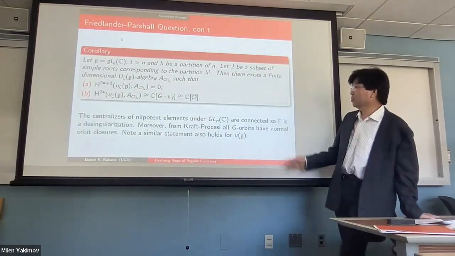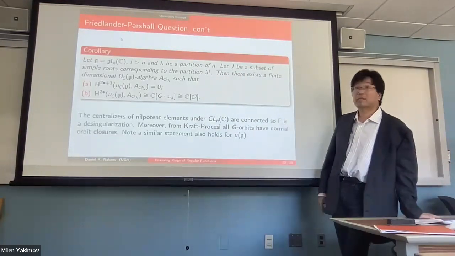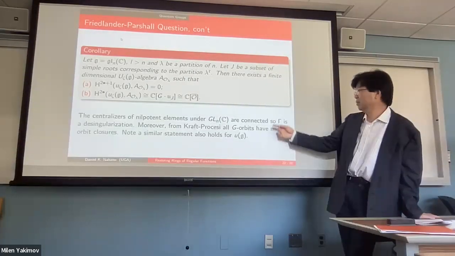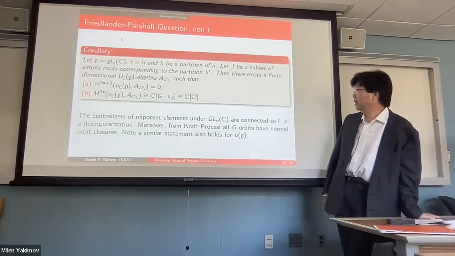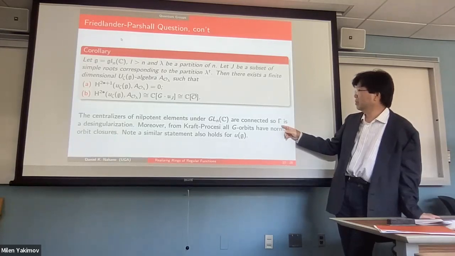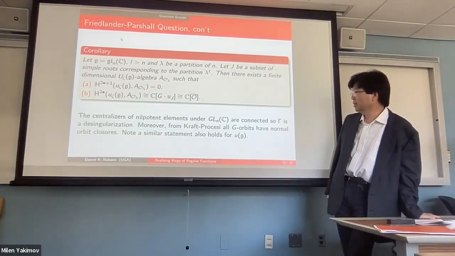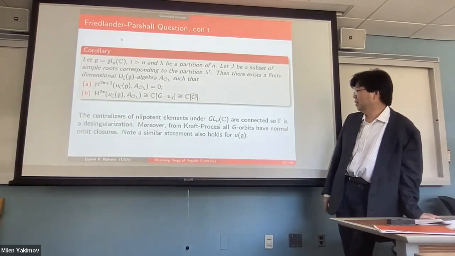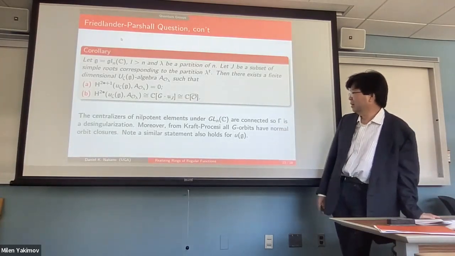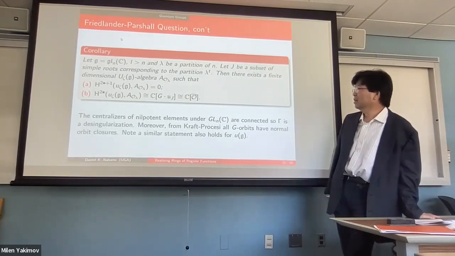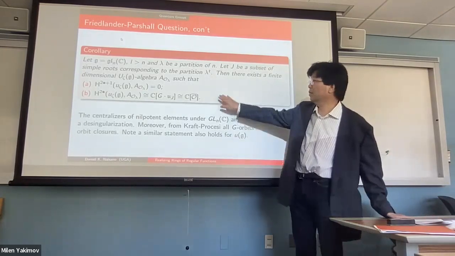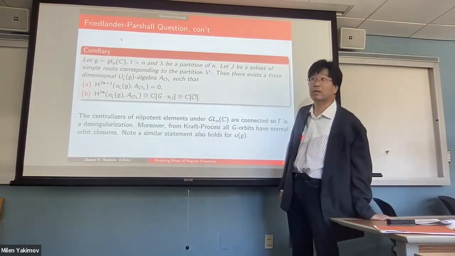And because the centralizers of nilpotent elements under GLN are connected, it turns out that this moment map is always a desingularization. And then from work with Kraft and Cortese, all G-orbit closures of nilpotent elements are normal. And so everything works out. So in type A, you can answer the Friedlander partial question completely.